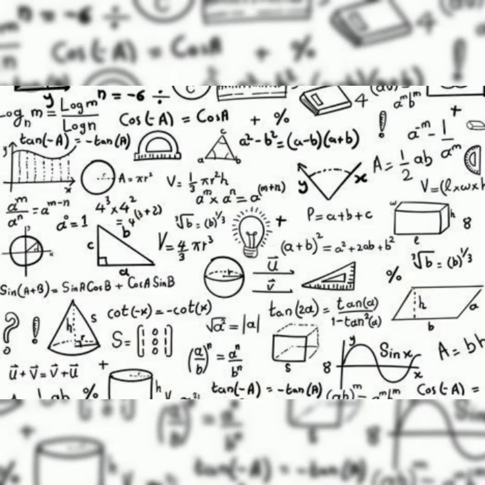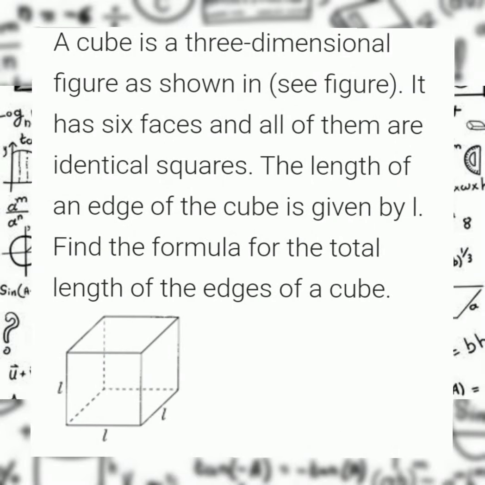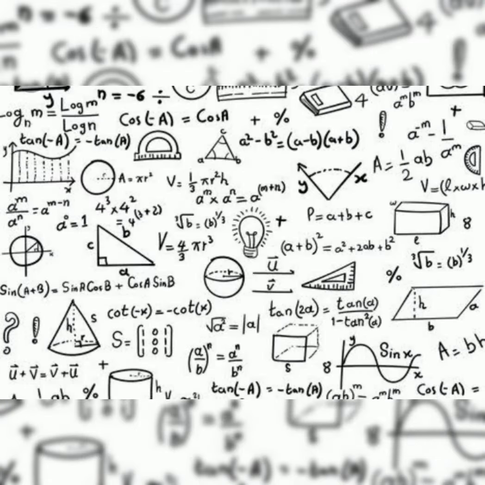Let's do another question, and the question says a cube is a three-dimensional figure as shown. It has 6 faces and all of them are identical squares. The length of an edge of the cube is given by L. Find the formula for the total length of the edges of the cube. So they have given a diagram, and here comes the explanation.